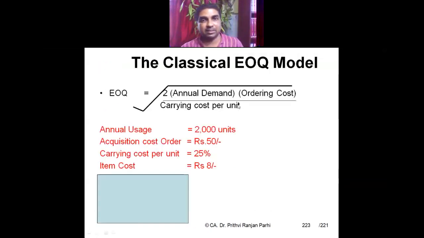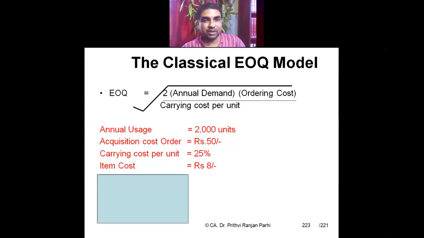First, we'll see this classical EOQ model with which you are familiar. In your cost accounting also you might have studied it. Here the formula, a similar kind of formula, I had already explained when we were learning cash management. So what is the formula? EOQ is the square root of 2 into annual demand into ordering cost divided by carrying cost per unit.